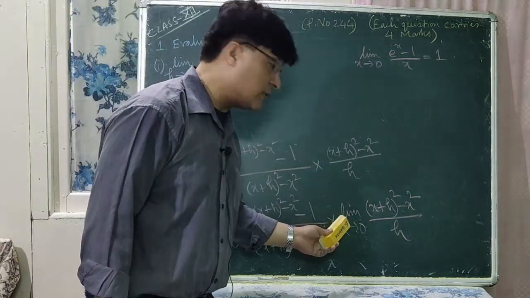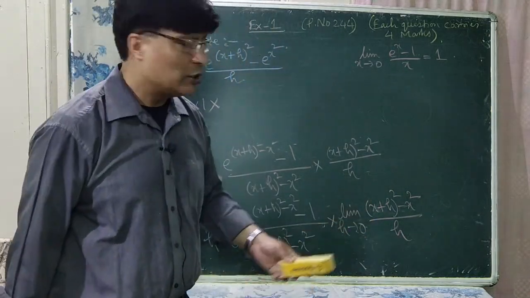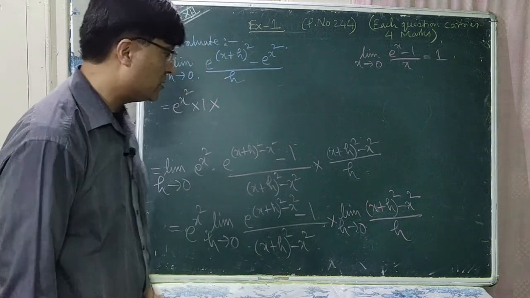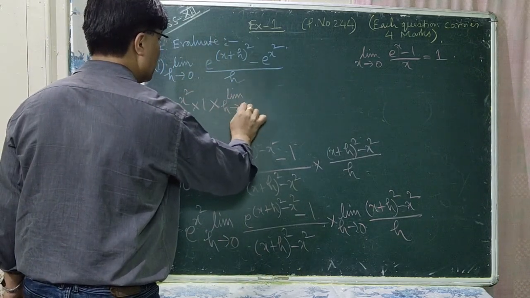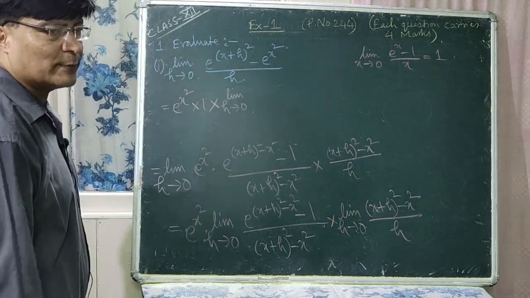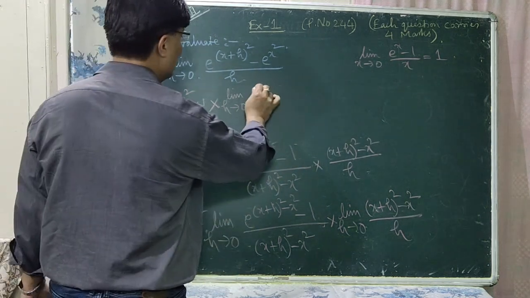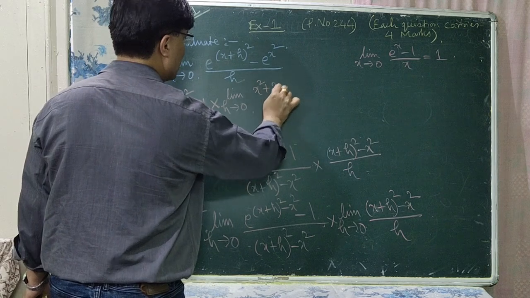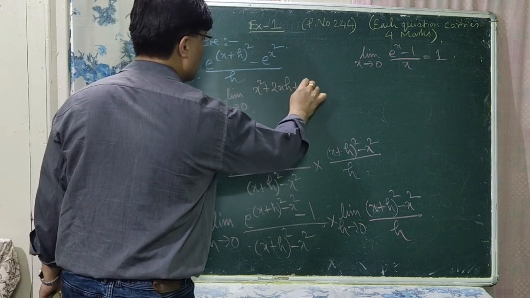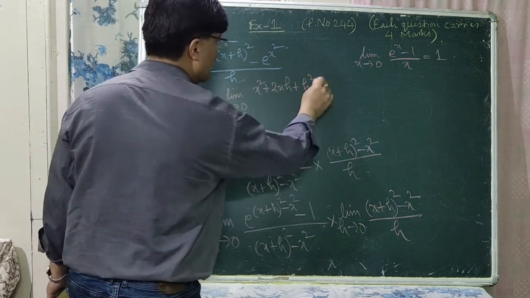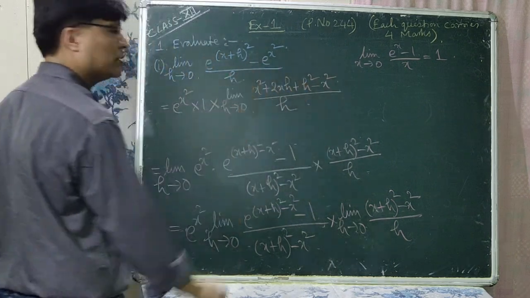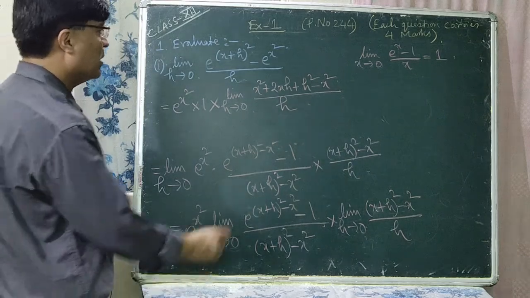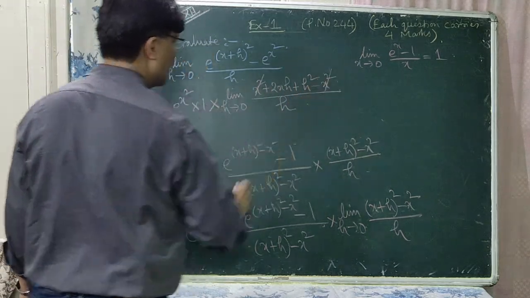Now in this case, this is not your standard limit. You have to simplify it first. Okay. So limit h tends to 0. Now simplify the numerator. What is (x plus h) whole square? It is like (a plus b) whole square: x square plus 2xh plus h square. Then what do we write? Minus x square, whole divided by h.